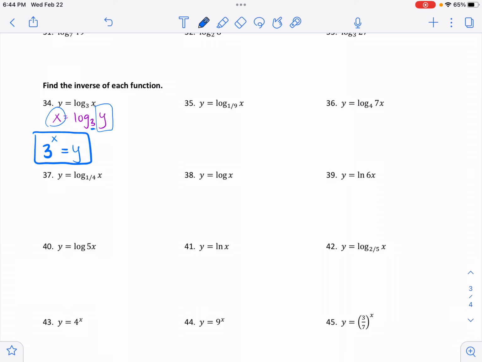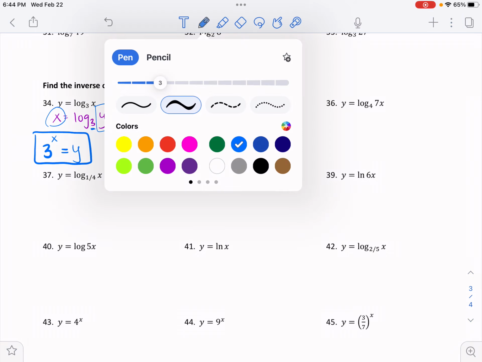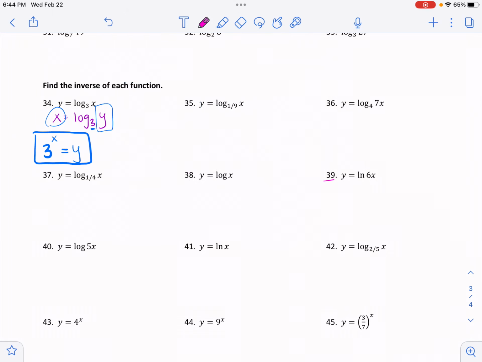Notice how finding the inverse is pretty much the same thing as the rewriting that we did back at the beginning of this assignment. So really fast, we're going to do just one more of these problems just so that you can see the process one more time. So I'm going to go ahead and look here at problem 39, where we have that y equals ln, or the natural log, of 6x. Now to start out, remember we switch the x and y, so this becomes x equals the ln of 6y.